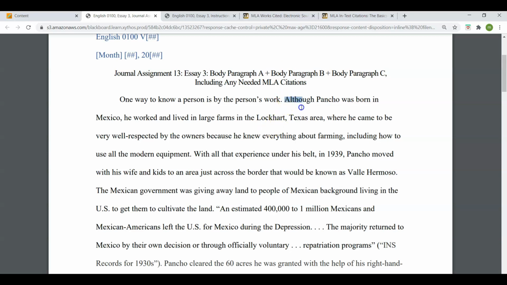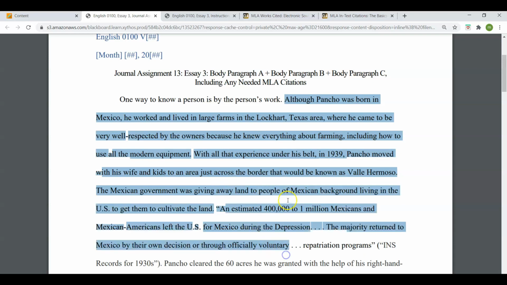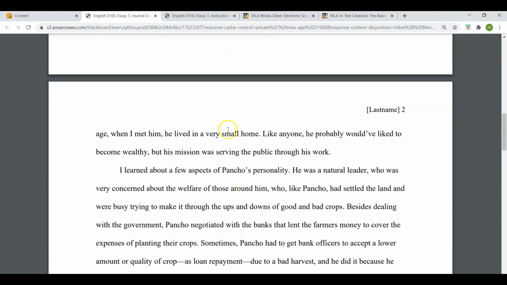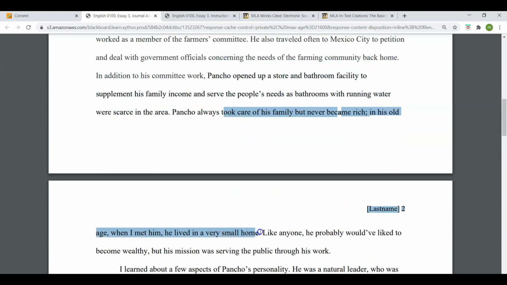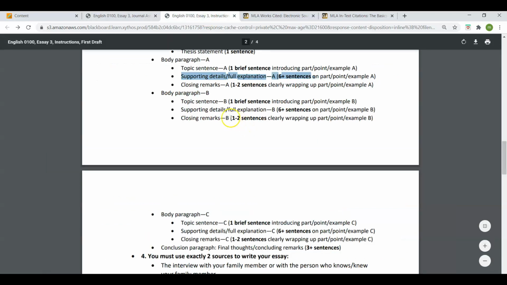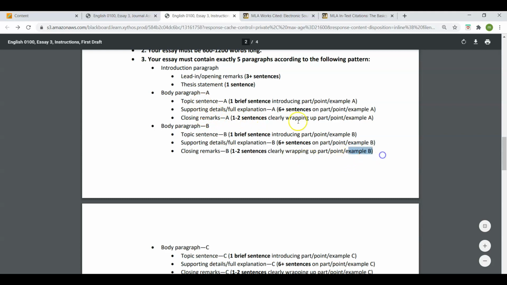All right. So here I am, highlighting the various details that relate to the work that my great-grandfather Pancho did. So all those are 6 or more sentences. And then here is my closing sentence, okay? You can have 1 or 2 closing remark sentences that clearly wrap up the main point of the paragraph. I was looking at body paragraph A, but they're all the same. The structure is the same for each one.